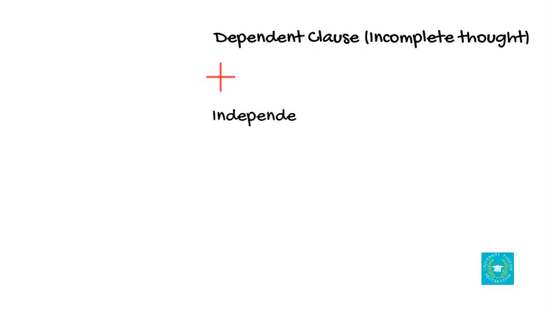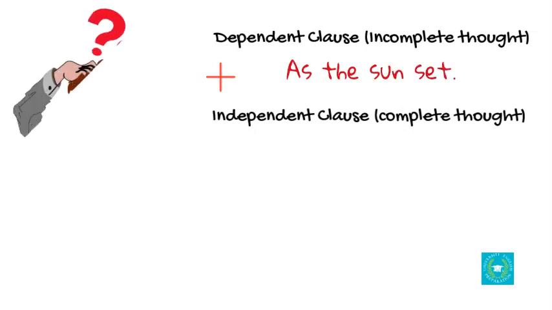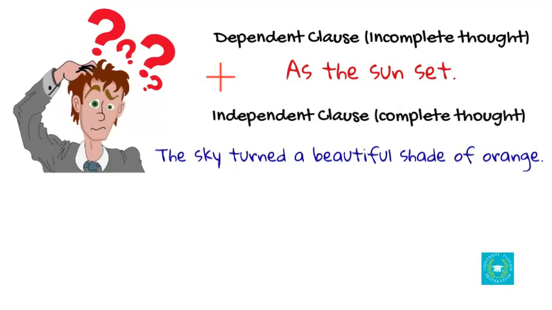Incomplete thoughts depend on complete thoughts for a sentence to make sense. So, dependent clauses depend on independent clauses to make a complete sentence. For example, "as the sun set" is an incomplete sentence. We need so much more information. We have so many questions. "The sky turned a beautiful shade of orange" is a complete thought. It's an independent clause. We want to give as much information as possible to make our meaning clear.